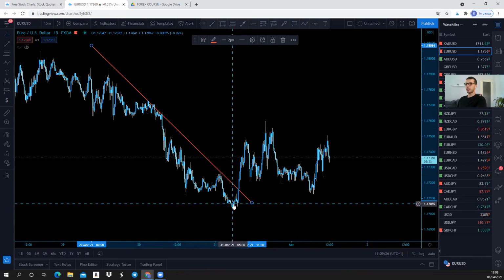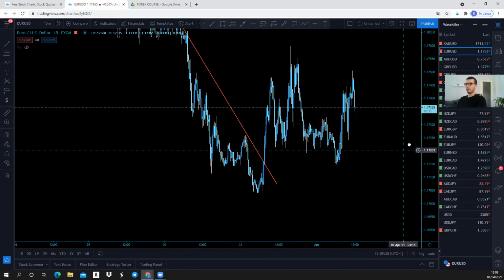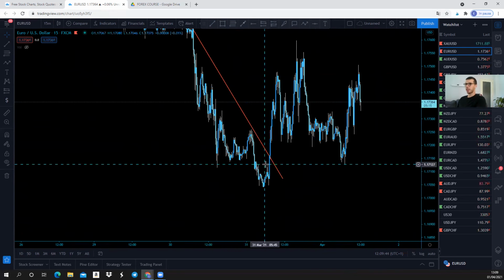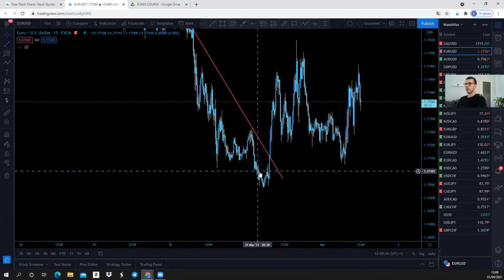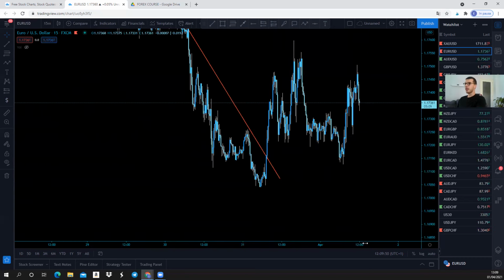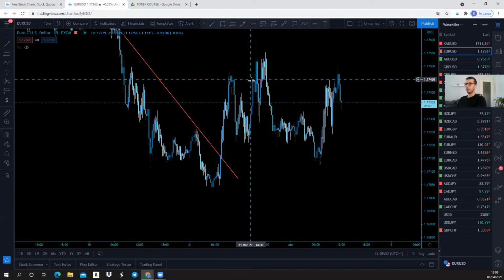And then what happens right here? Right here we do have the spring. This is another concept that you will see later. A spring takes out the lows, grabbing liquidity, like a fake breakout. It is actually a spring, and it grabs liquidity, with a big push to the upside.